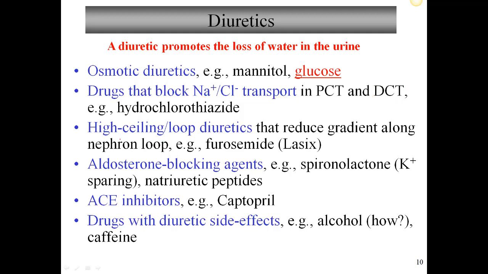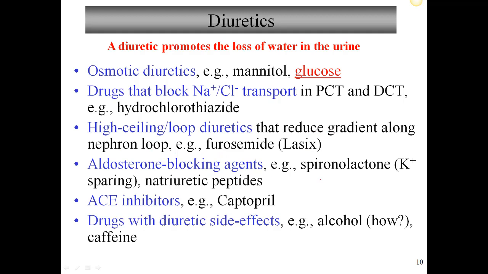Another class of diuretics is what are known as high ceiling or loop diuretics. These are very, very powerful, because they reduce the gradient along the nephron loop down in the countercurrent multiplier. If we disturb that mechanism, we wind up not being able to take water back into the body, and so we excrete a large volume of very dilute urine. Drugs like Lasix, for example, furosemide, can cause a very powerful diuretic effect, and it is one of the most common diuretics that we see today.